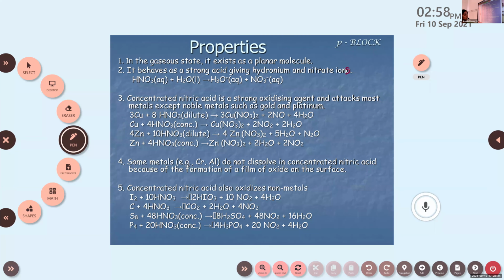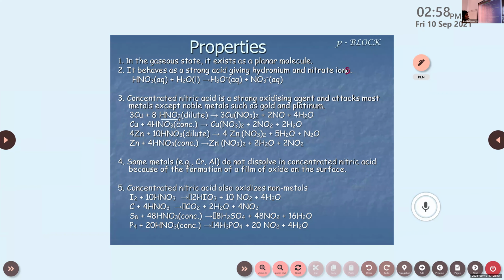What's the role of an oxidizing agent? It will oxidize other substances and it will reduce itself. So here you can see the reaction. Copper and zinc, right? Both dilute and concentrated nitric acid will react with these metals. First case, copper with dilute nitric acid.